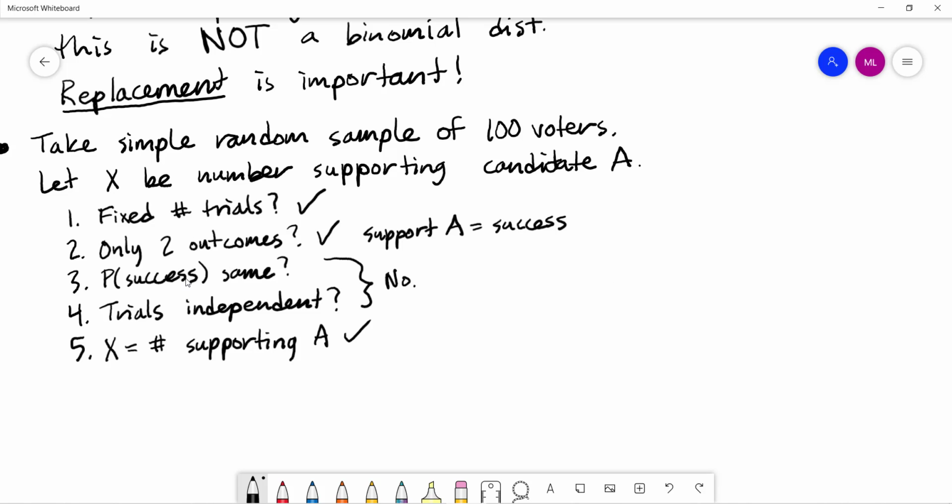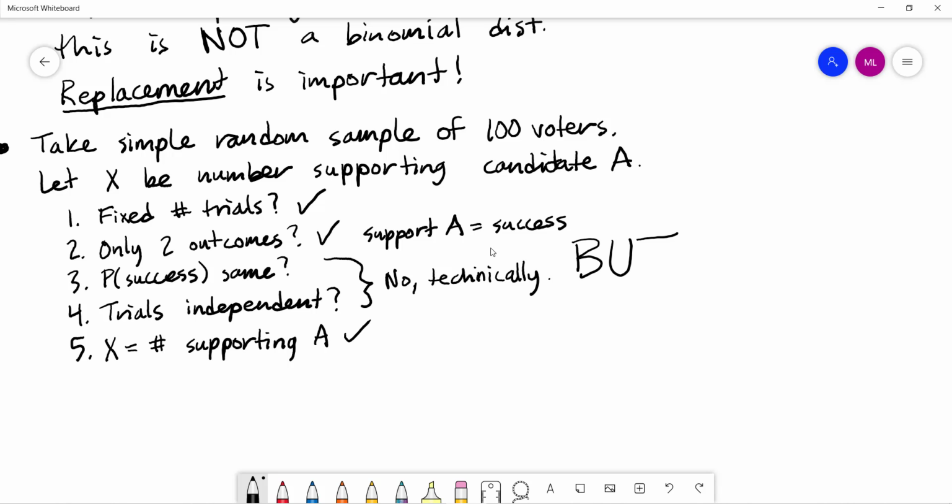If I pick out, in the first time I run my trial, somebody that does happen to support candidate A, then when I go to interview the next person, pick my second person, there's one fewer person that supports candidate A in that pool of likely voters that I'm going to be addressing. I've changed it from maybe it was 500,000 out of a million, and now it's 499,999 out of 999,999. The probability didn't change much, but it did change a little bit. So the answer is technically no to both of these. Technically.